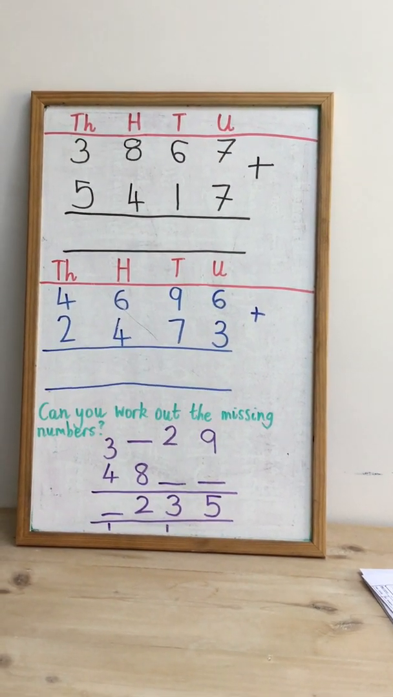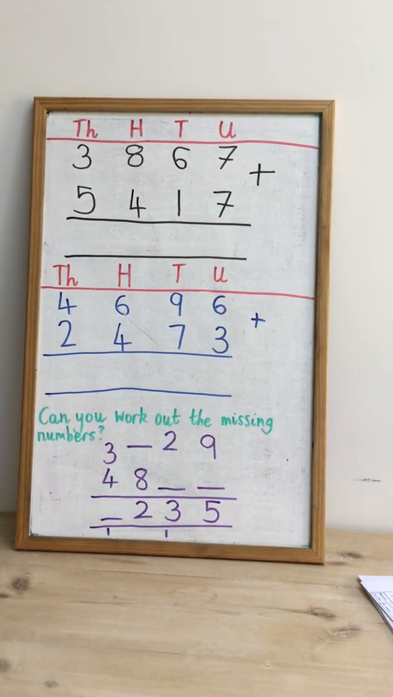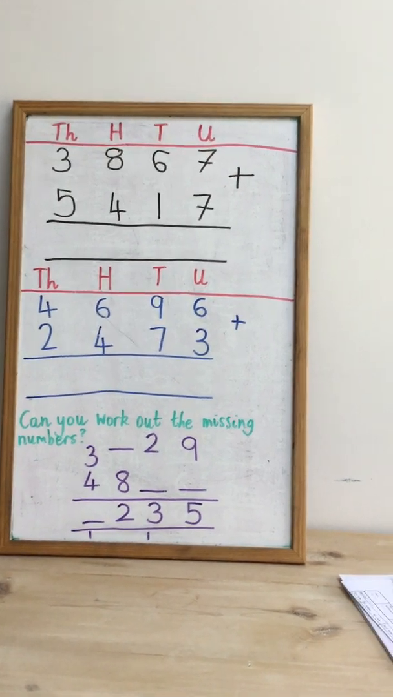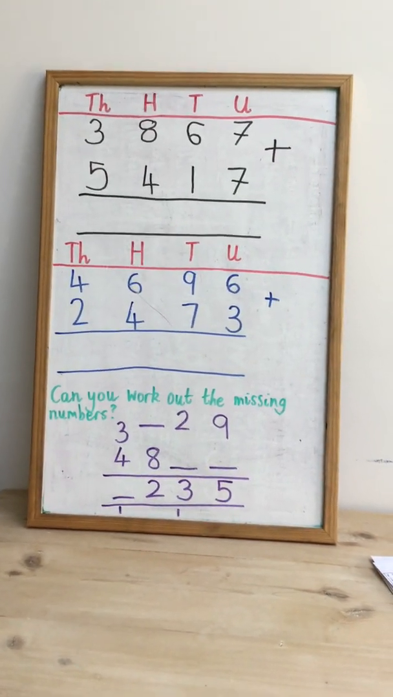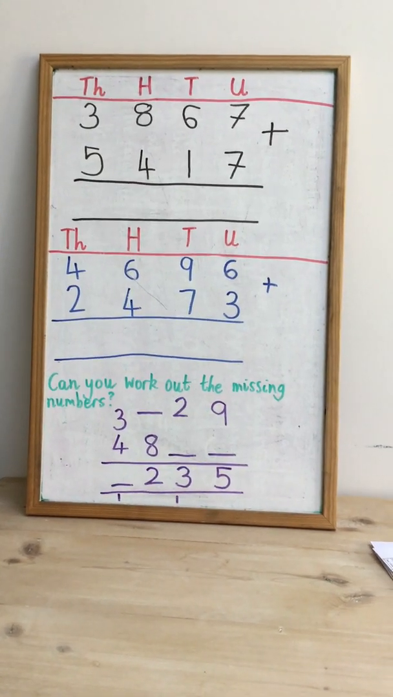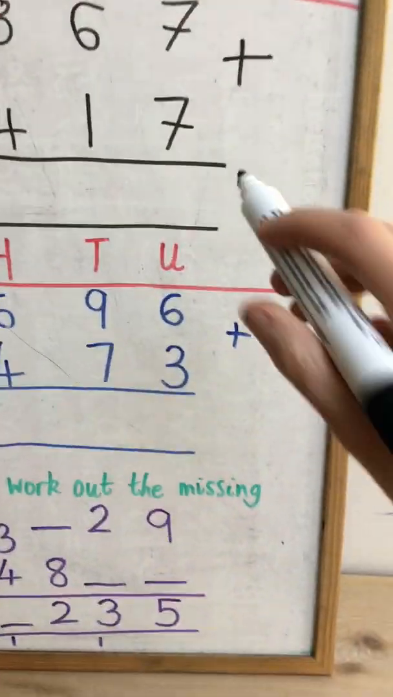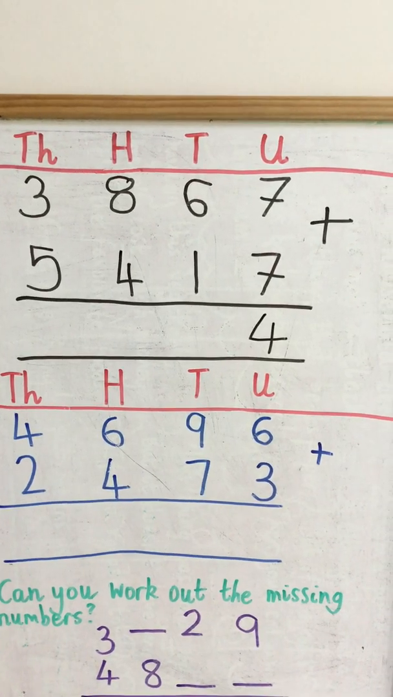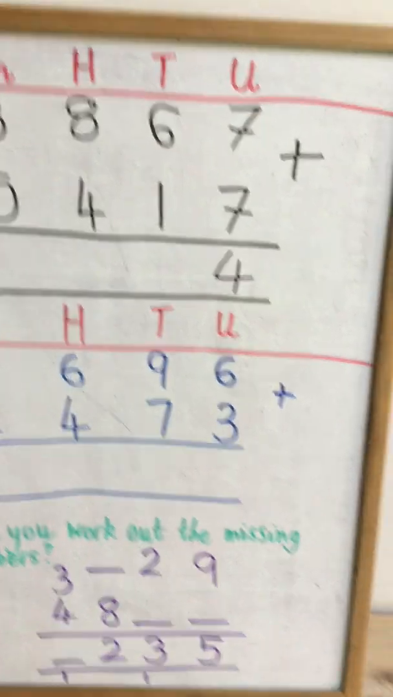So if we look at our top calculation, we've got 3,867 plus 5,417. And I'm going to look at the units first. So I've got 7 plus 7, which I know is 14. Now I can't just put 14 straight into the sum. The units of 14, which are 4, I'm going to put in the units column. And the 10 of 14, I'm going to put it underneath the tens column, and I mustn't forget that it's there.